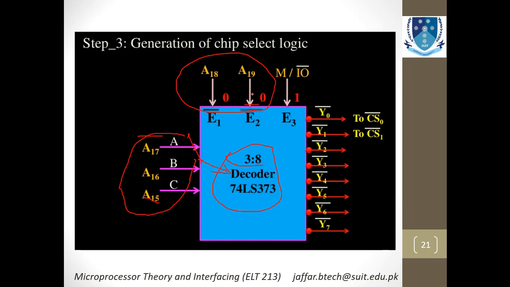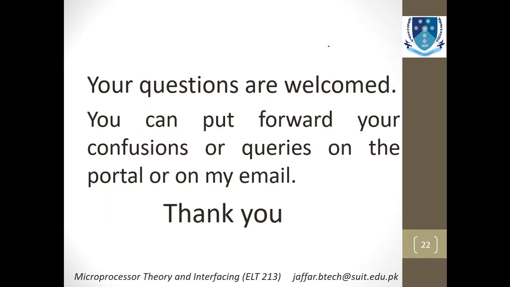And if, let's say, instead of a 3 cross 8 decoder it will be a 4 cross 8, then A18 will be here, and only A19 will be used for the generation of chip select logic. So this was all about address decoding.